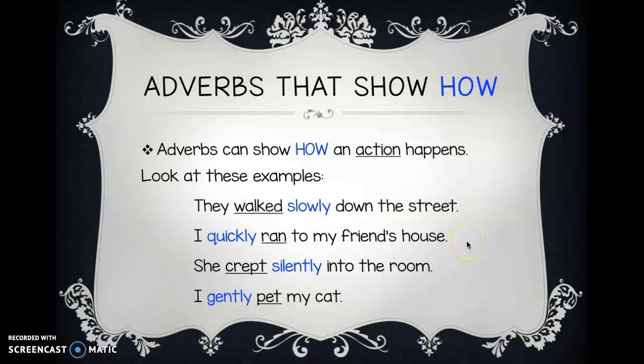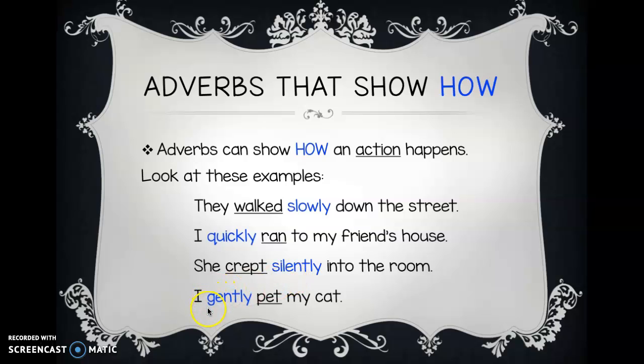So how did they run? How did I run to my friend's house? Quickly. It answers that how question. She crept silently into the room. This one comes after the verb, and it does end in ly. And it does answer that how question. How did she creep into the room? Silently.